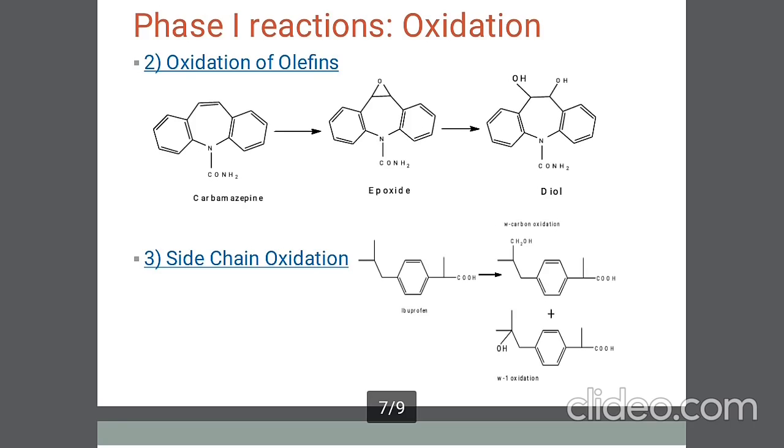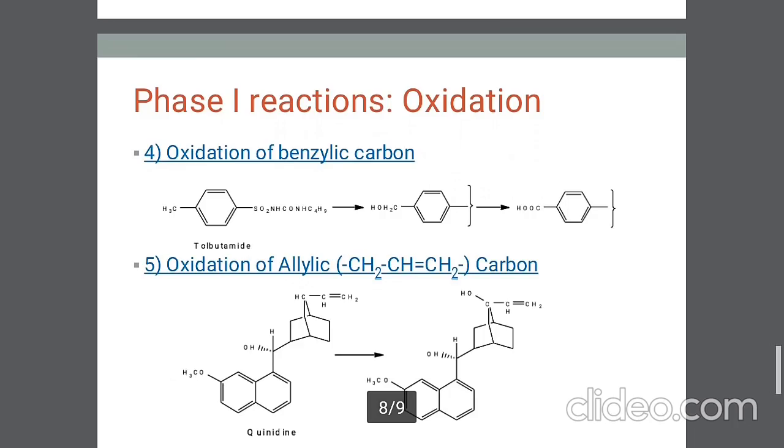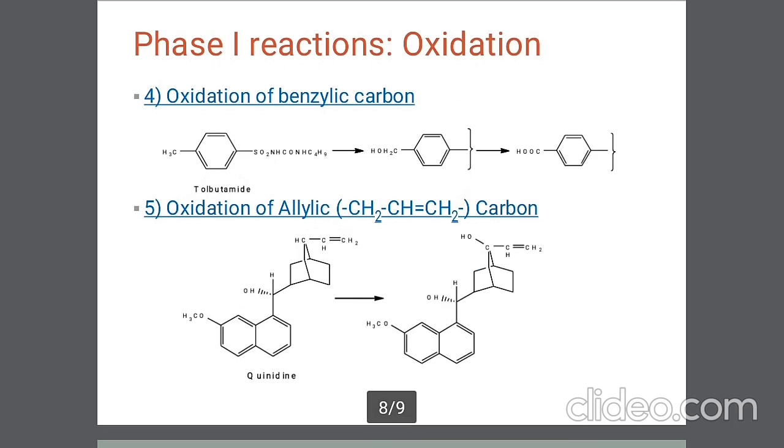So it is a side chain oxidation to form a CH2OH, and the other minor metabolite that will be formed is from omega-1 oxidation, which occurs at a junctional carbon. So the next example in the oxidation reaction is the oxidation of the benzylic carbon.